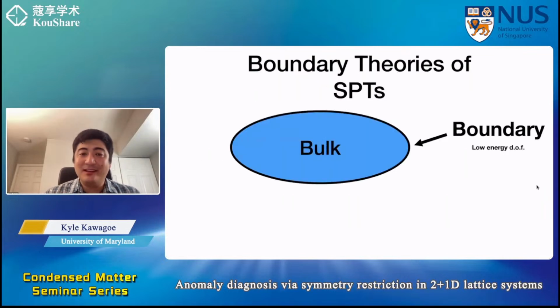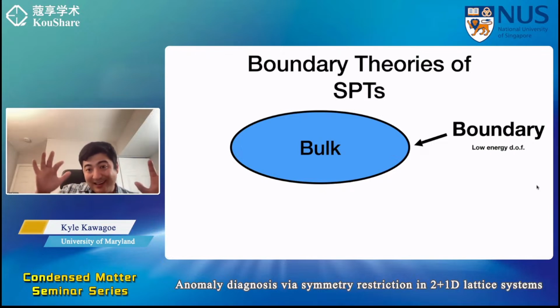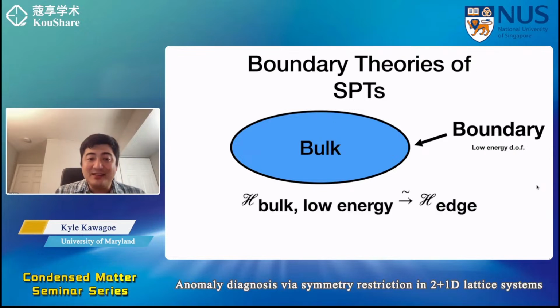The boundary theories of SPTs are interesting because SPTs have a sort of holographic principle. If you look at the low energy degrees of freedom of a symmetry protected topological phase, that is to say, the ground state subspace, there's a correspondence between that ground state subspace and the boundary degrees of freedom. If you fix the boundary, the bulk ground state is completely specified. So this gives you an isomorphism between the bulk low energy Hilbert space and the edge Hilbert space, the boundary Hilbert space.